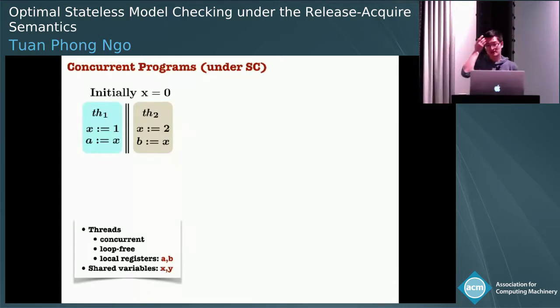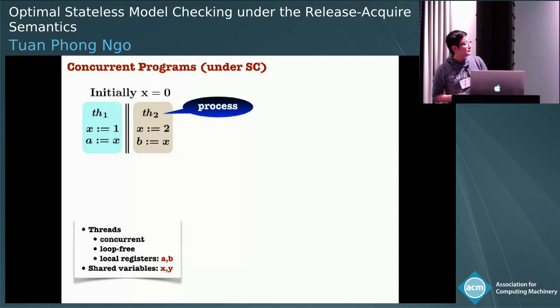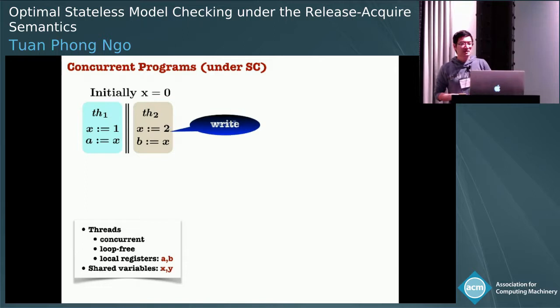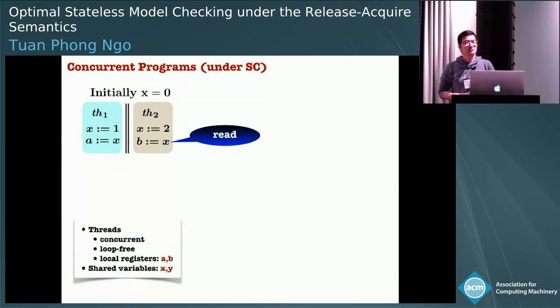So here, we consider the concurrent programs. In concurrent programs, we can have several processes or threads. You can see here, we can have two processes. And each process can have a write operation or read operation. For example, we can have the write operation x equal to 2. It means that we will write the value 2 to the shared variable x. Another example, this is a read operation. We read from the shared variable x and then store to the local register b. So in this talk, I will use x and y for the shared variables, and I use a and b for the local registers.